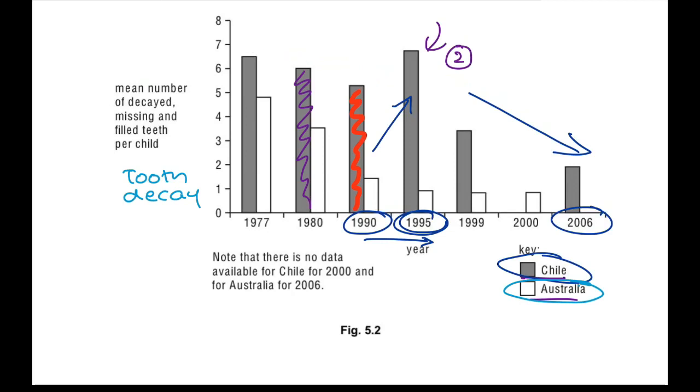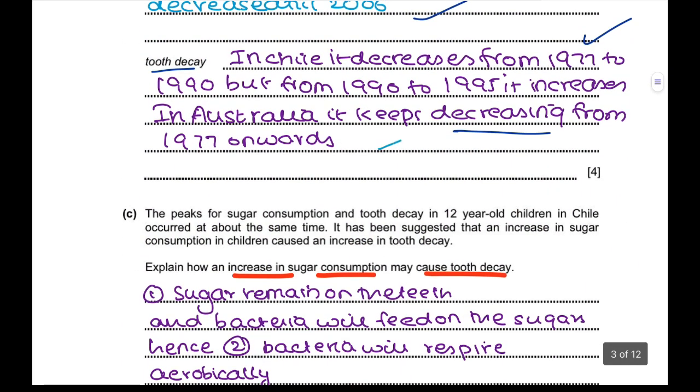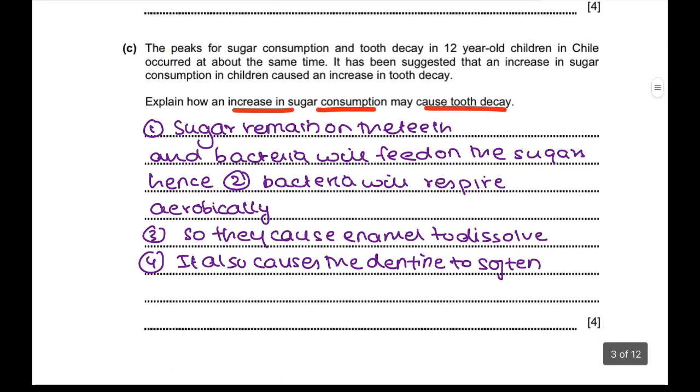So let us erase all of these lines right here. Look at the light blue line. You're able to see that the white portions over here keep decreasing till 2006. So yes, that is correct. Moving on to the next question.